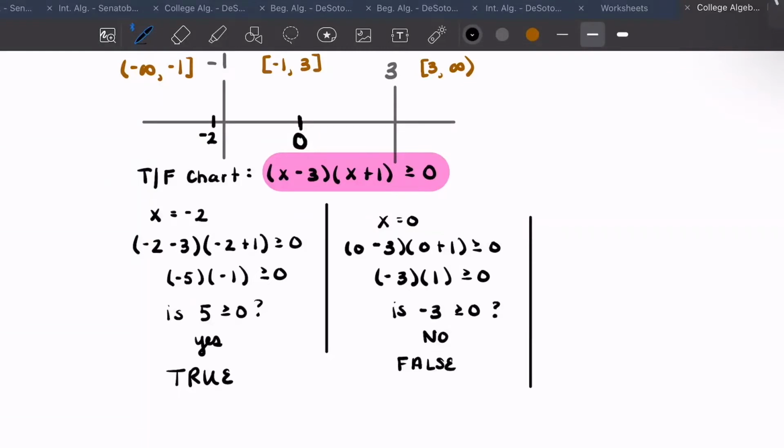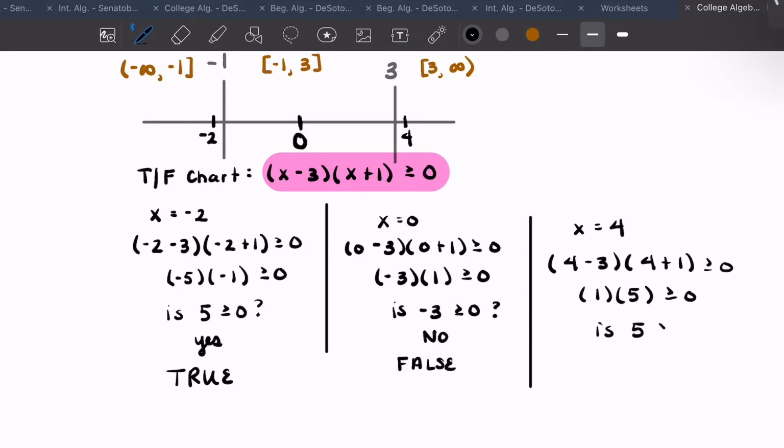Last one, we can pick 4. Again, if you want to pick 1,000, you can, but you are going to have to calculate that. Okay. So we'll get 4 minus 3, 4 plus 1 greater than or equal to 0, which is 1 times 5 is greater than 0. So is 5 greater than or equal to 0? Yes, true. So we can go back up here.